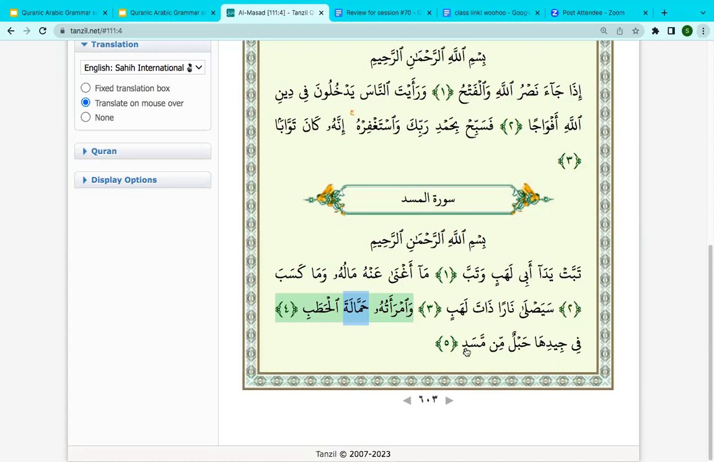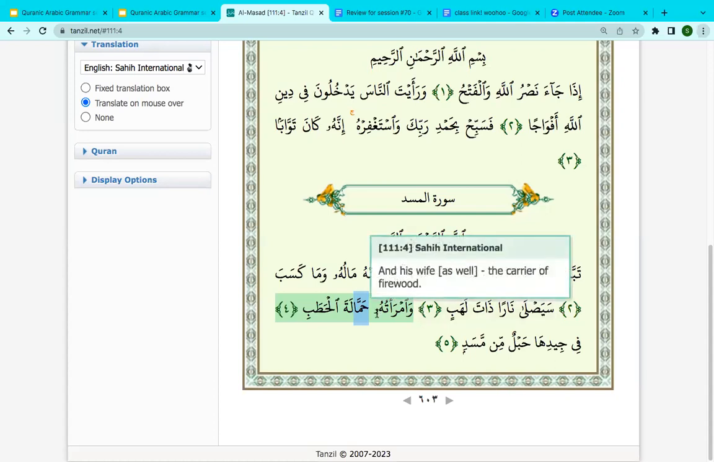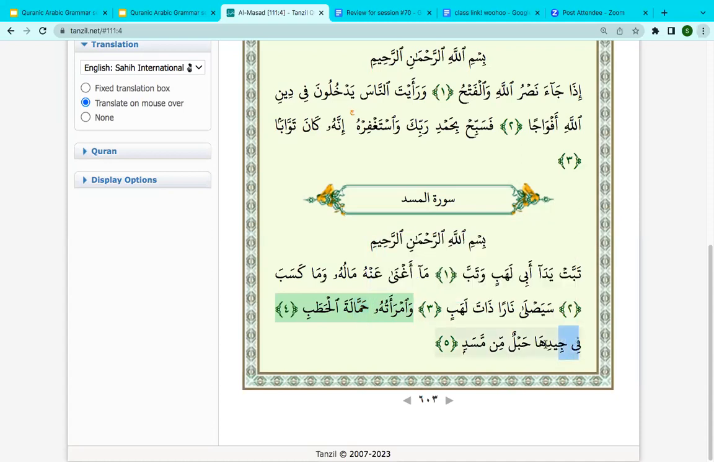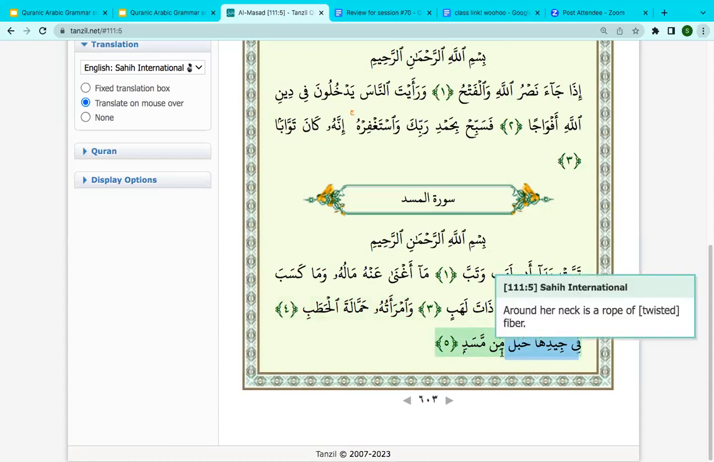Okay, now let me take you to the last verse. So you just said that, Hamalat al-Hatab, this idafa is actually a description for how she will be entering the fire of blazing flames. Okay, so now I will ask you to focus on this part of the verse and tell me what kind of sentence we are looking at.